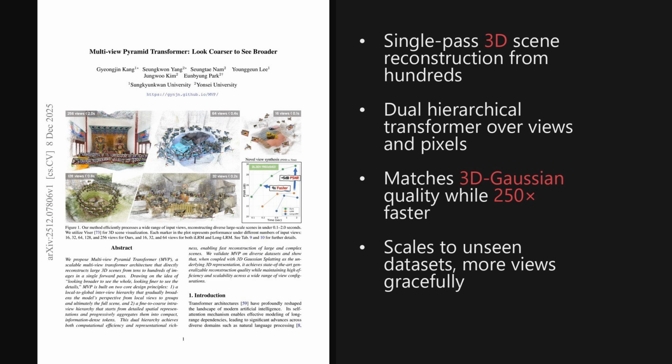So the big takeaway is that this Multi-View Pyramid Transformer turns hundreds of photos into a high-quality three-dimensional scene in a single, very fast pass. By mixing fine detail within each image with coarse, global reasoning across all views, that kind of scalable multi-view understanding could spill over to robotics, mapping, and generative video.